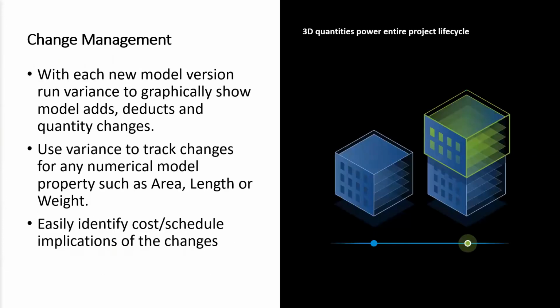Of course, we were talking about change management before. When a new model version gets released, Assemble runs a variance which graphically shows what parts of the model have been added, deducted and changed in terms of quantity and design. In addition, you can track any model properties, so things like area, length, or weight.